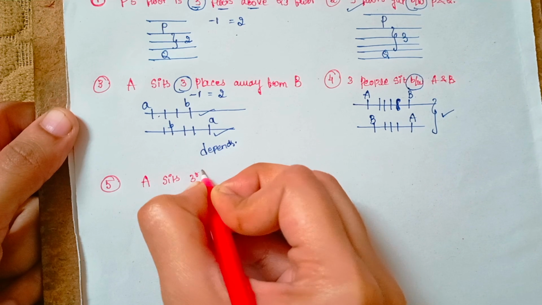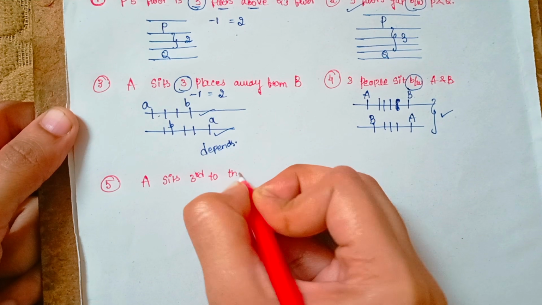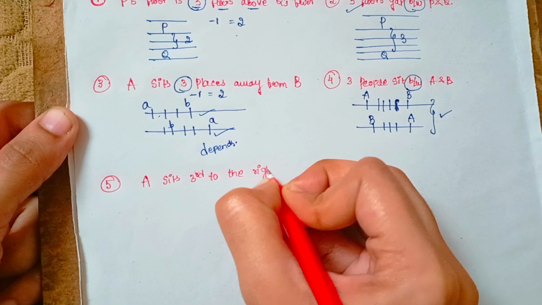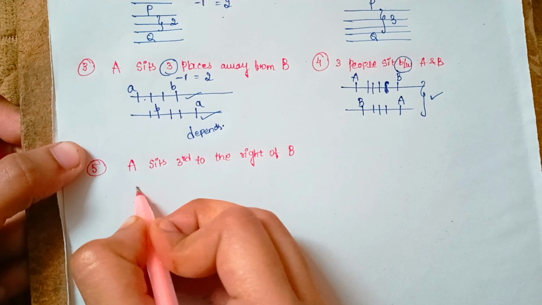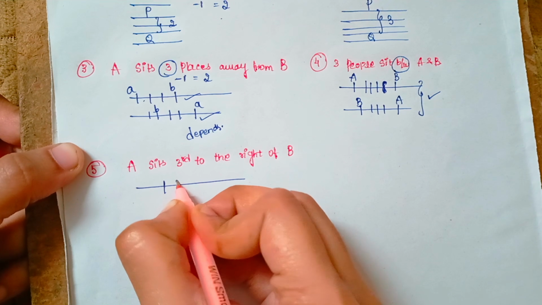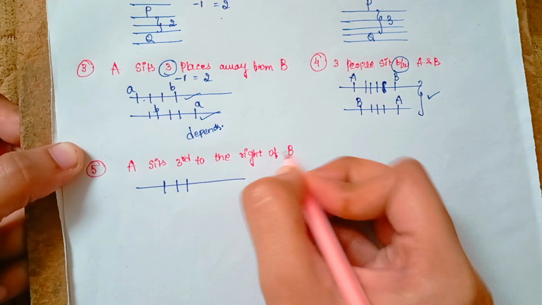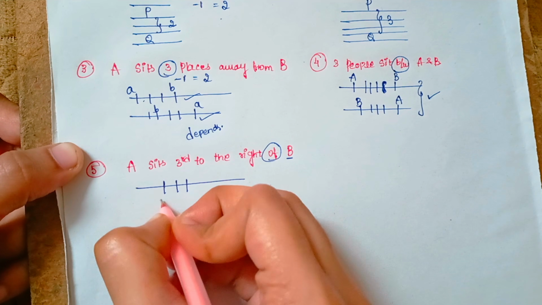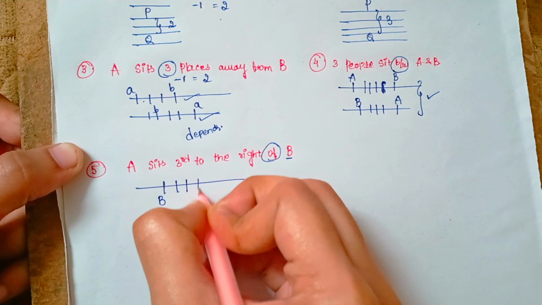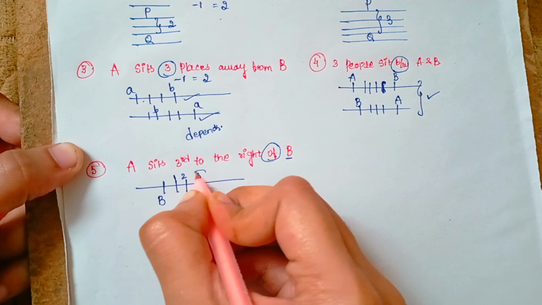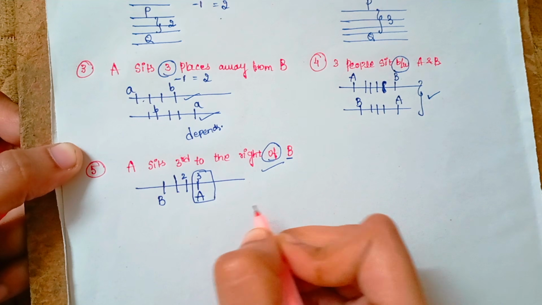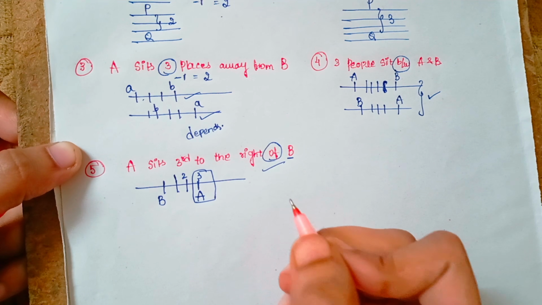So the next statement is: A sits third to the right of B. This will be useful in seating arrangement questions. A sits third to the right of what? B. Of B, in the sense, take the base as B. Take B, and here 1, 2, and third to the right, A. You can take the numbers 1, 2, 3. Third to the right, A. In the beginning, you can write the numbers like this for clarity purposes.